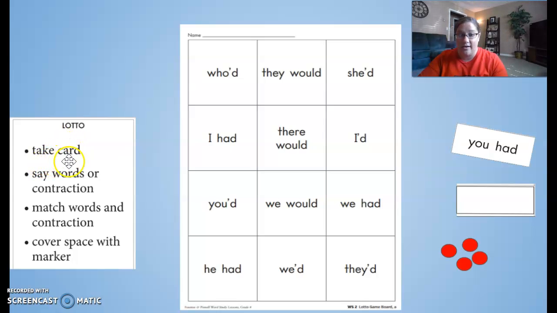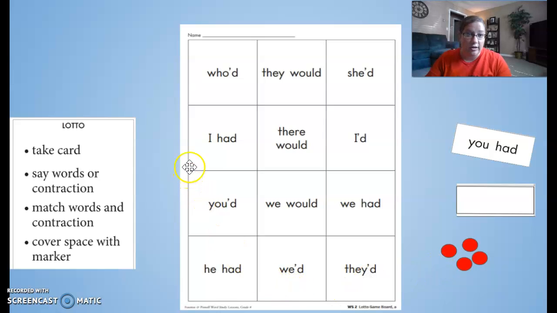Lotto. Take card. When we say card, we're referring to these small pieces. Say the words or contraction. On the back of these cards, you will either have words like this here that says you had, or you might have a contraction, such as I'd. You will match the words and the contraction. When you match one of the words, cover your space with one of your markers.